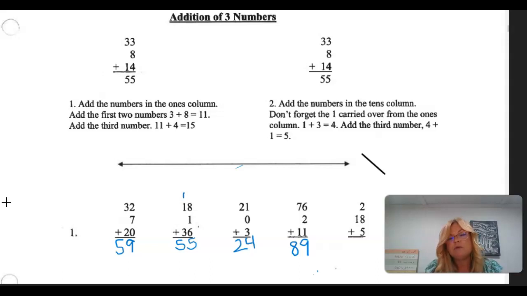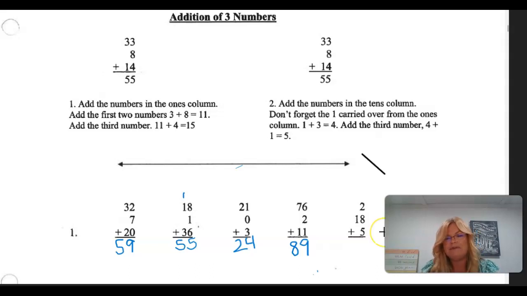The next one, we go 6 plus 2. So that's 8. And 8 plus 1 is 9. So we write our 9 down. We don't have anything to carry. And then we look here and we have 7 plus 1 in the tens, that's 8, and we write our 8 down. So let's just look at this last one together.